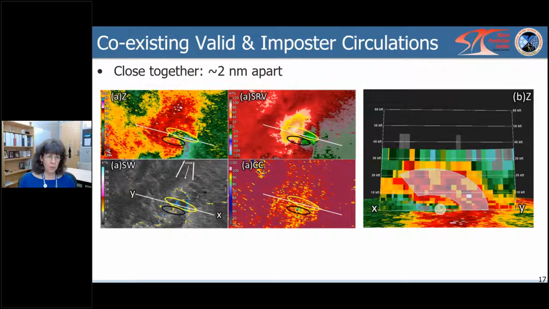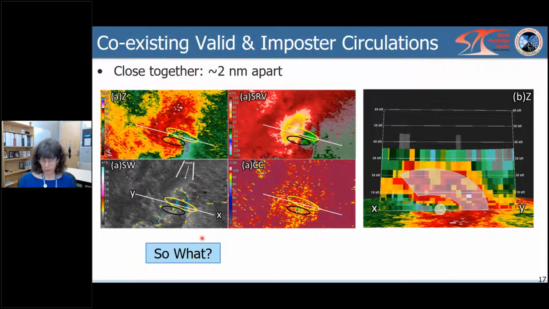Last example, these are about 2 miles apart, but the inflow region is very small. And the valid circulation, again, is in the blue circle. The imposter's in the yellow circle, but they're really close to one another. You can see the cross-section here helping us out with our confidence. And by now I know what you're thinking, Jamie.